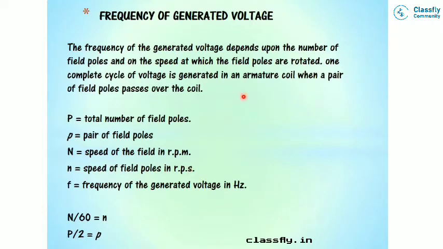It will depend on the field poles and the speed of the field poles. Okay, and one complete cycle of this voltage will be generated in the armature coil only when a pair of field poles passes over this coil. So we can say that the speed of the field in revolution per minute, N by 60, is equal to small n because it is in seconds, and P by 2, that means the total number of field poles by 2, is equal to the pair of field poles.